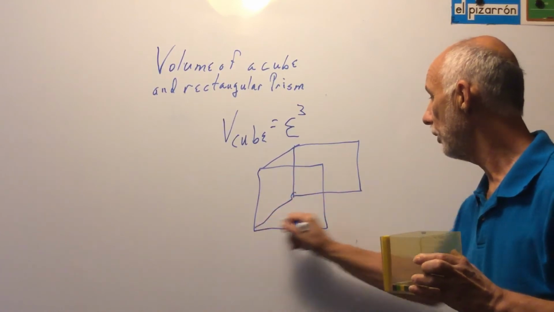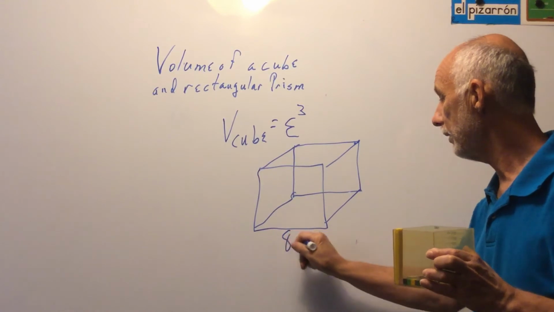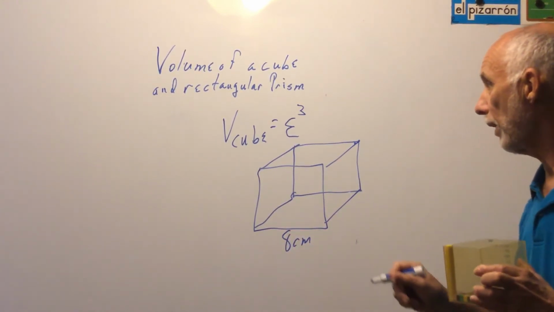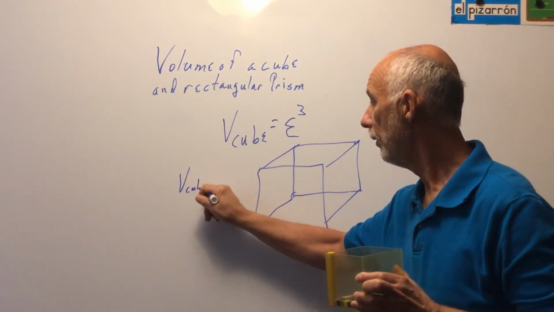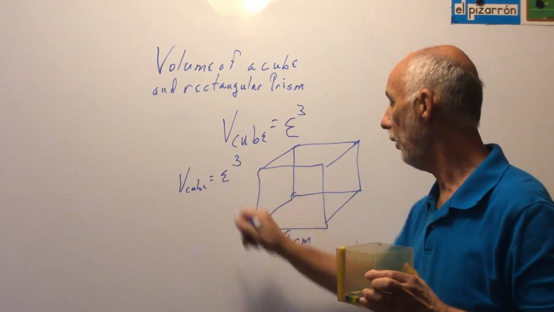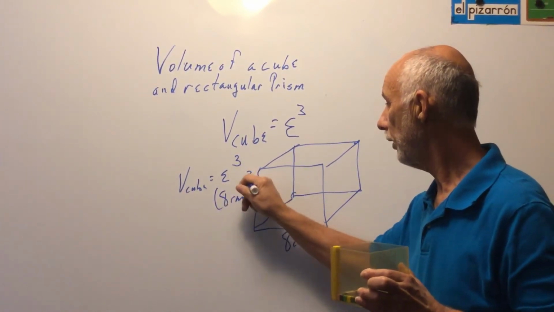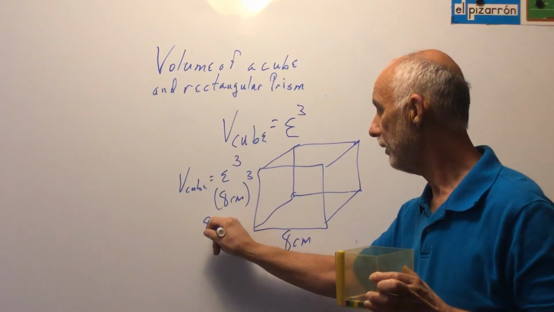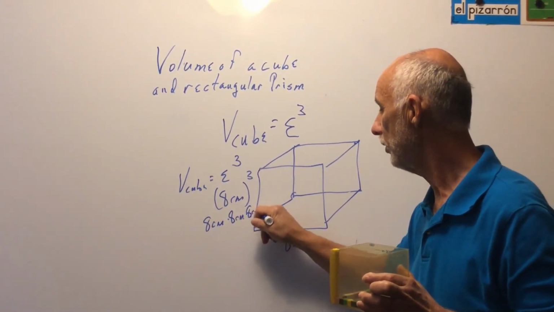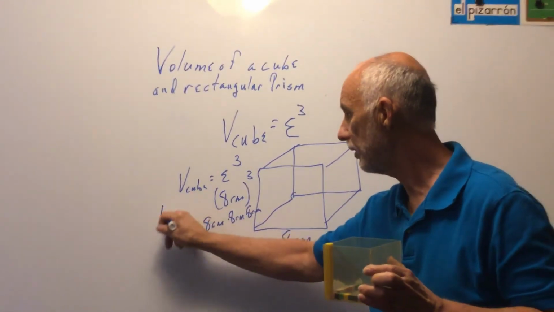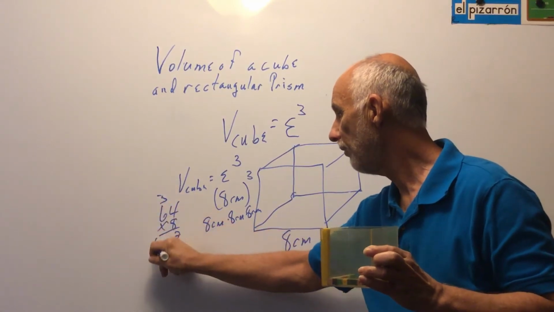But if I was to give you a cube, and I told you the edge was 8 centimeters, then what I would do here is start with volume of a cube equals e to the third power, replace e with 8 centimeters to the third power, and that would be 8 centimeters times 8 centimeters times 8 centimeters. 8 times 8 is 64, and 64 times 8 is 512.